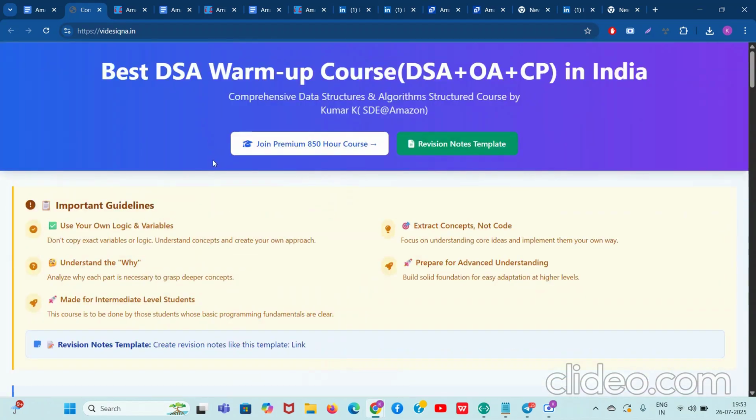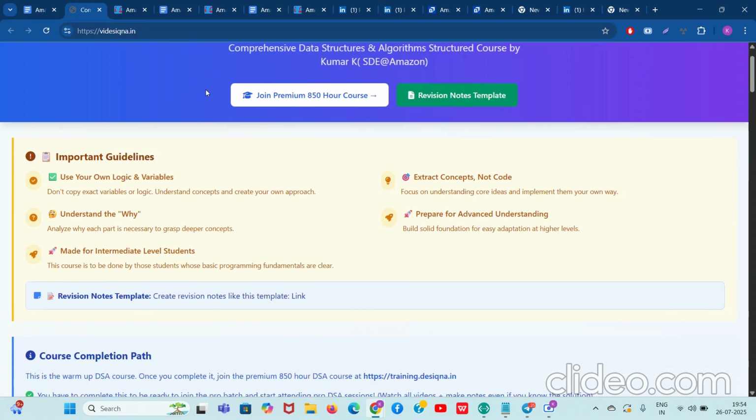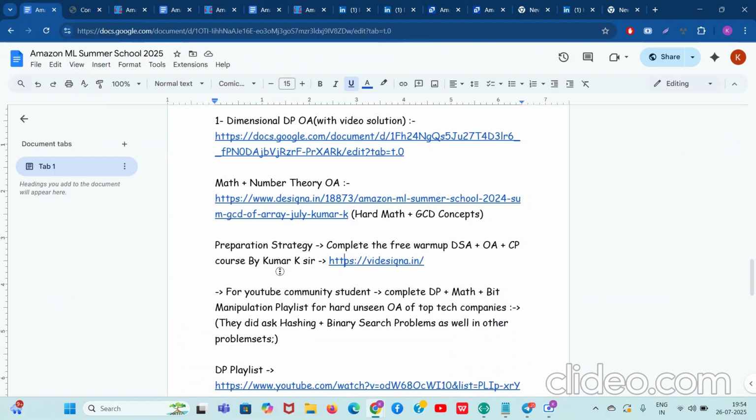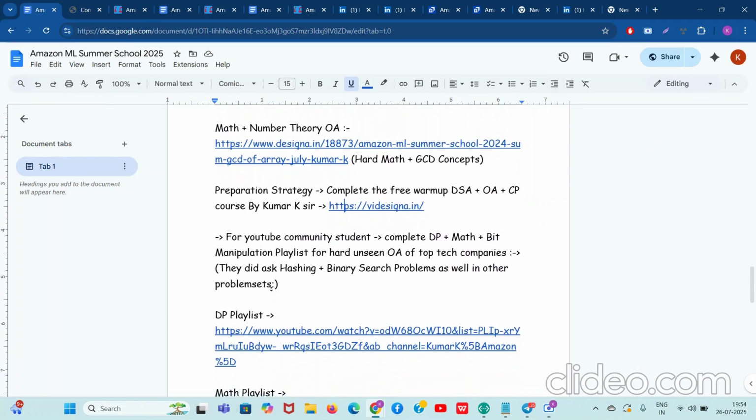These are not geared towards standard thinking. It's geared towards developing the intuition and analytical thinking for hard unseen DSA problems of online assessments and top tech company interviews. So if you even do the warm-up course, I can say without any doubt that you are 40-50%, even 60-80% ready for Amazon ML Summer School OA of 2025. Obviously, if you're my course student, you need to do the 851 hour course after this warm-up course for the best level preparation.